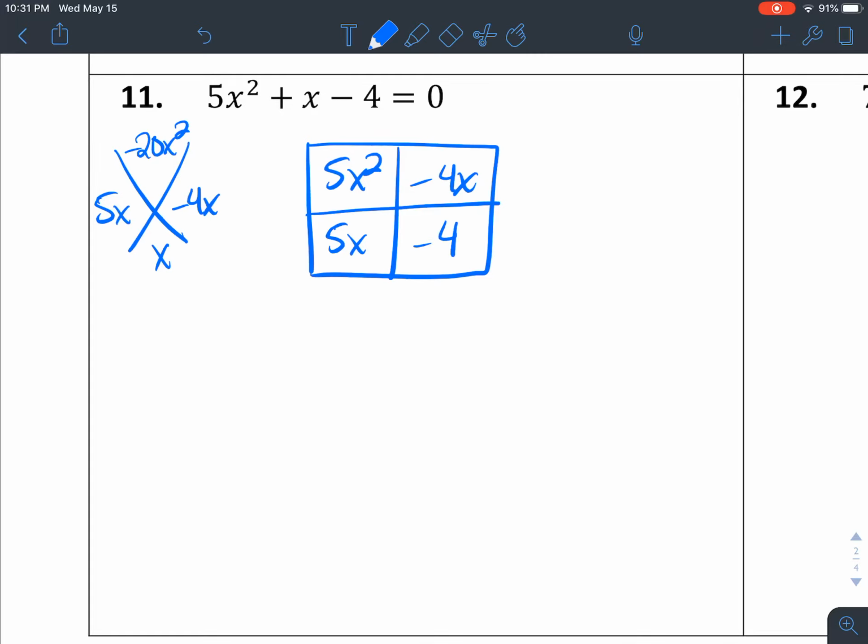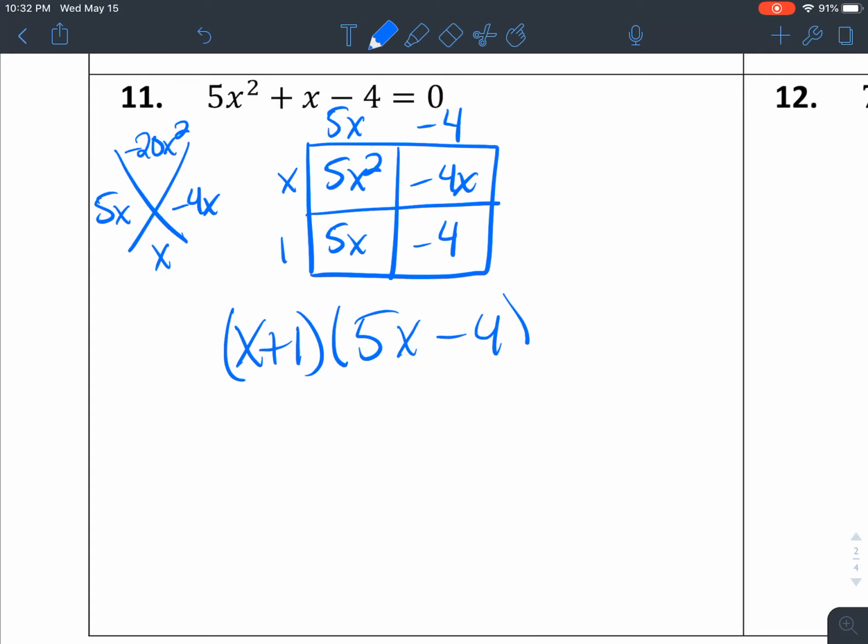So for this far left column, I can see for sure 5x is a GCF between those two. And I can even see right away -4 is a GCF between that right column. So if I need to get 5x squared by multiplying something by 5x, that's going to have to be an x right here, which does check out. x times -4 is -4x. And this is going to have to be a 1, because 5x times 1 would be 5x. -4 times 1 is -4. So that tells me that this factors out into x plus 1 times 5x minus 4.